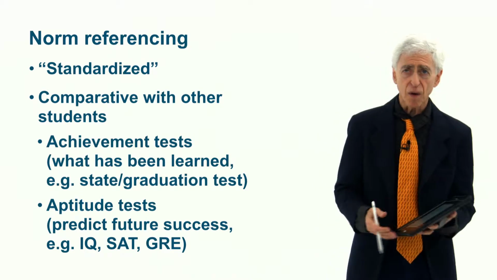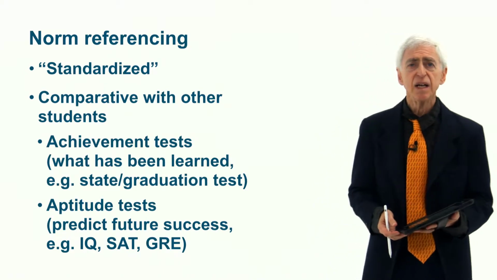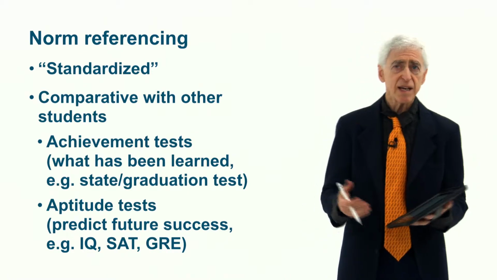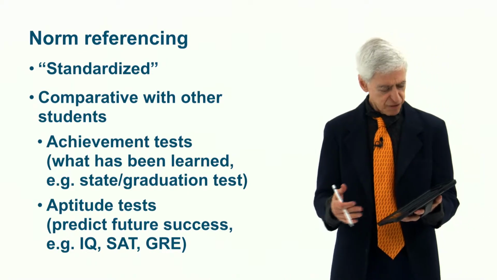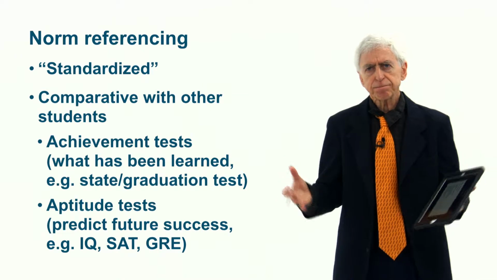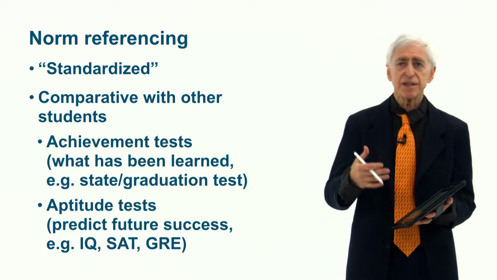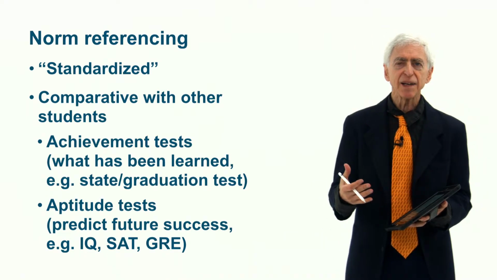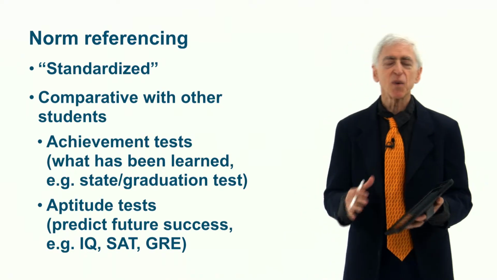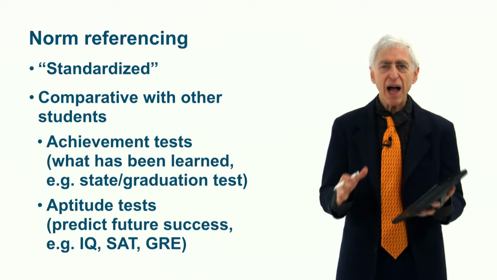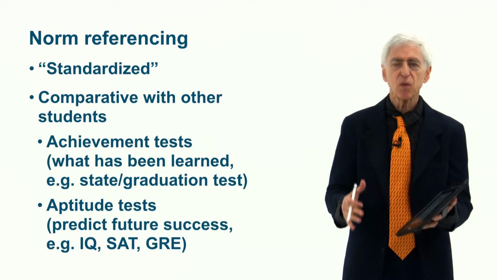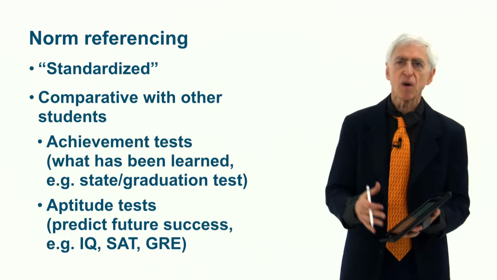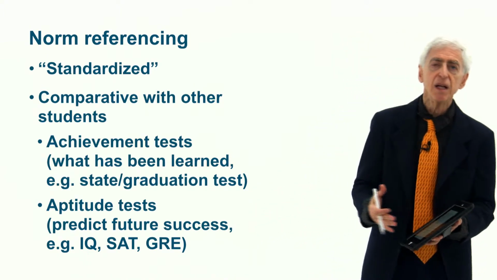They're also normed. They're also standardized. Aptitude tests such as IQ tests, the GRE, the SAT, these are the kinds of things that are used, as I mentioned previously, for predictive purposes, so that supposedly we're going to weed out and find just the people that we can predict would be successful in a college career, for instance, or in a graduate program.